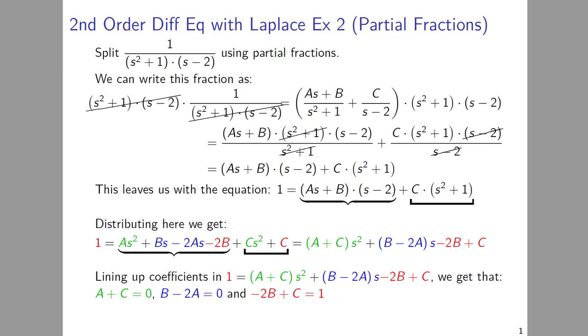This gives us a linear system of 3 equations and 3 unknowns. Solving this linear system gives us that a is negative 1/5, b is negative 2/5, and c is 1/5. We can plug these back into our initial decomposition to get that 1 over (s squared plus 1) times (s minus 2) can be written as (negative 1/5 s plus negative 2/5) all over (s squared plus 1) plus 1/5 over (s minus 2).